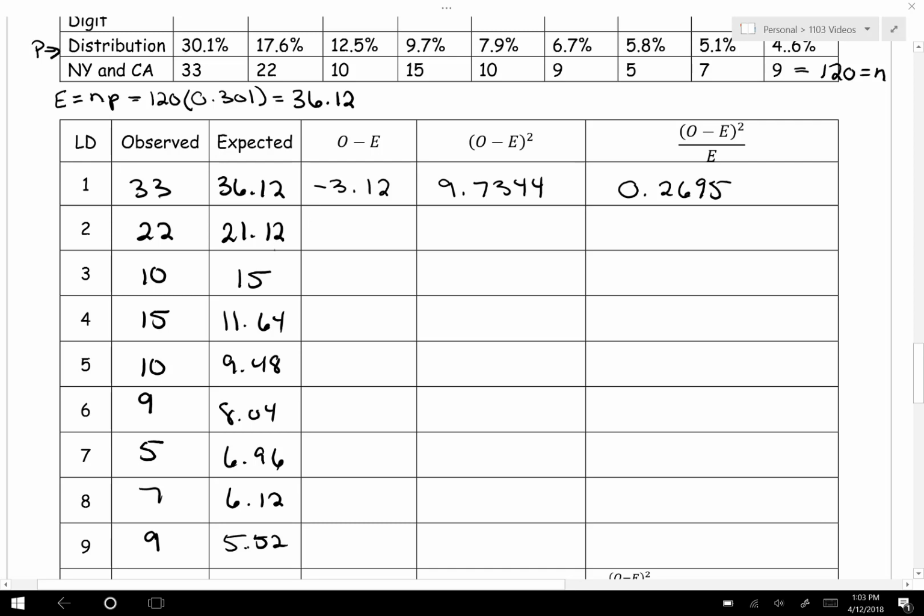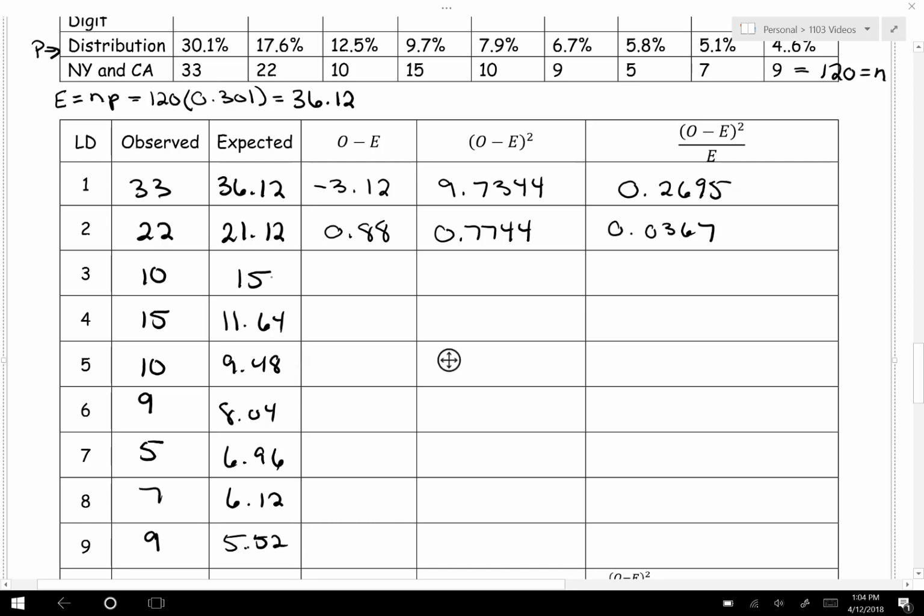And continue doing the same thing. I'll fill in a couple more rows and then I'll pause it and fill in the rest of the table, and then you can give it a try and see if you get the same numbers as I do. So 22 minus 21.12 should give you 0.88, and then when you square that, you should get 0.7744, and then dividing this number that's currently in your calculator by 21.12 should give you 0.0367.